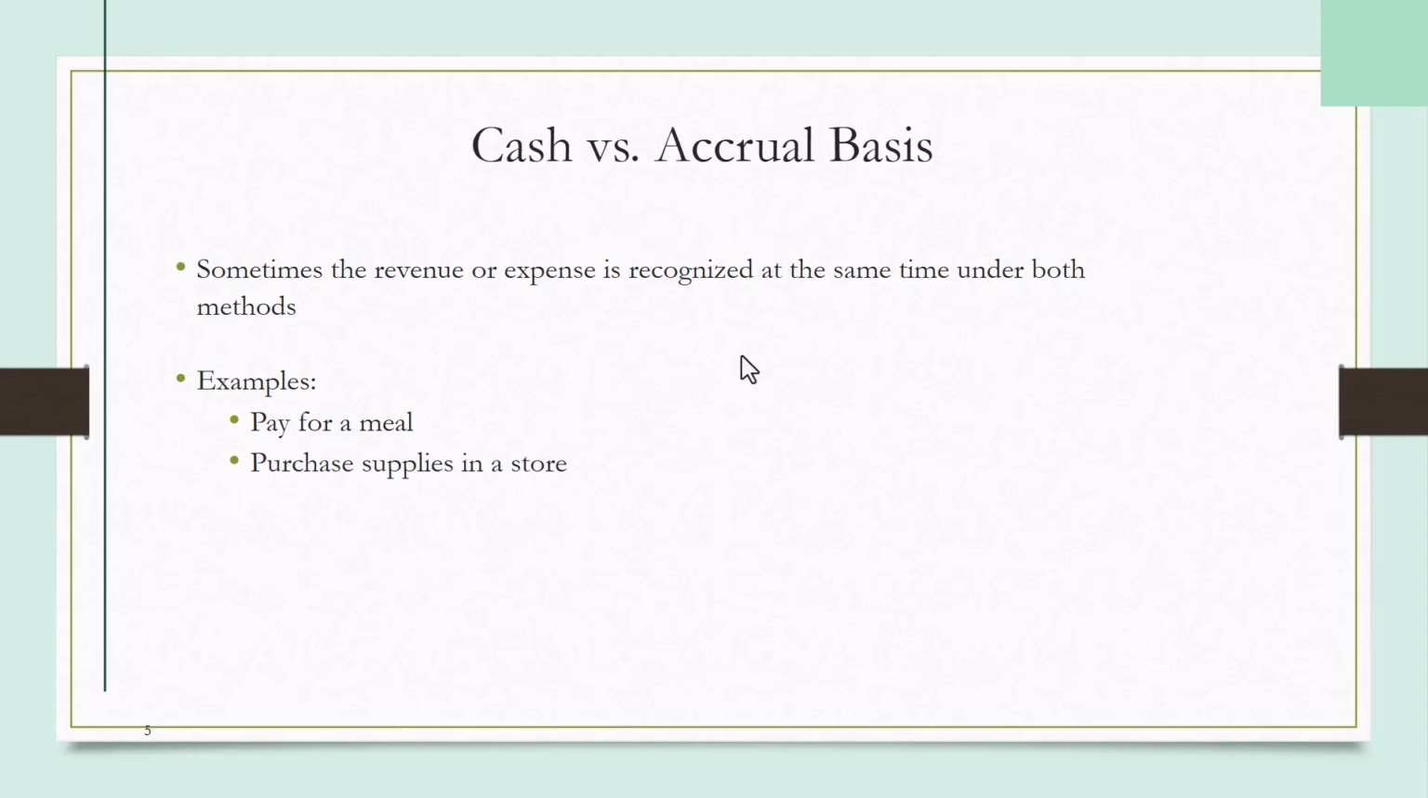If supplies are purchased in the store, the event of purchasing the supplies, the expense of the supplies, is happening at the same time as the payment for the supplies. So under both systems, you would recognize the expense at the same time. And then another example, if a customer purchases an item in the store and pays immediately, the revenue of the sale would happen at the same time as the payment. So both systems would show the event and payment at the same time.